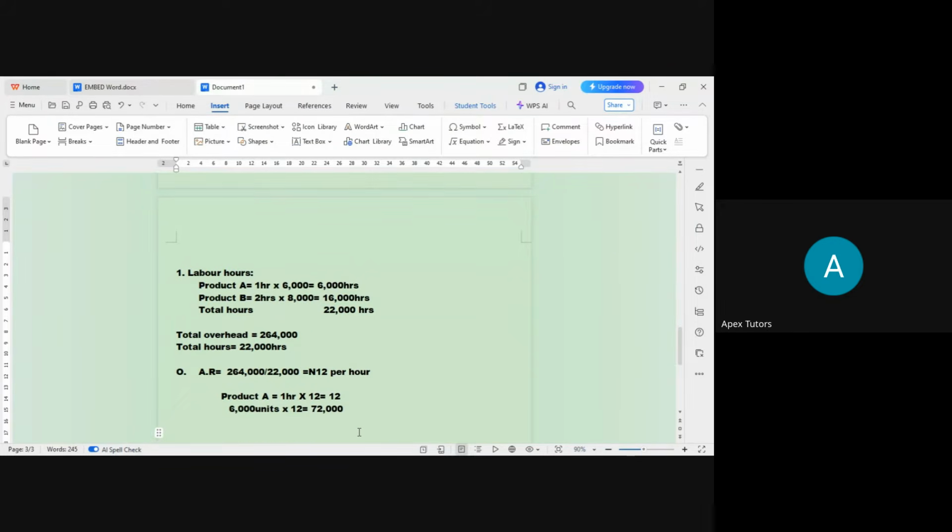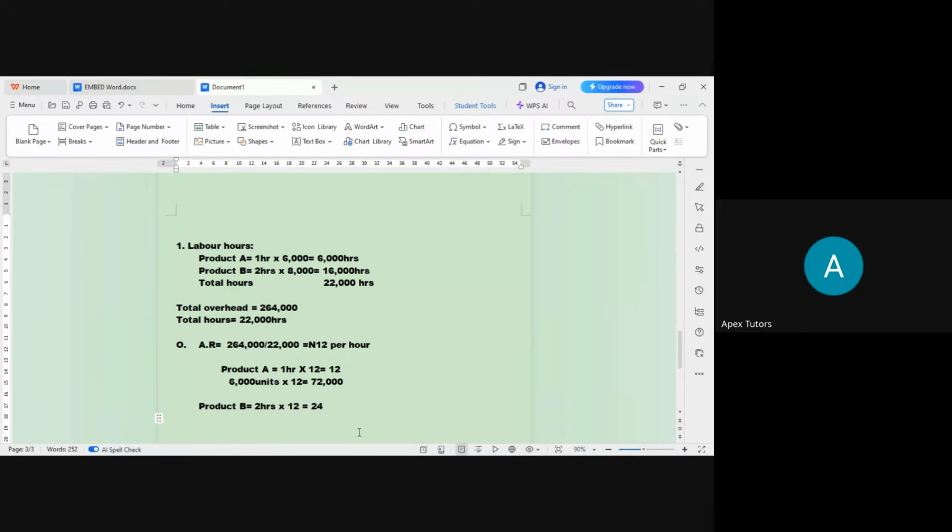And for product B, we're using how many hours? It is in the question, 2 hours. The absorption rate per hour is 12 naira, and you multiply this, you're going to have 24. If we are using 2 hours to produce 1 unit and the overhead absorption rate is 12 naira per hour, it means we're spending 24 naira to produce 1 unit of product B.